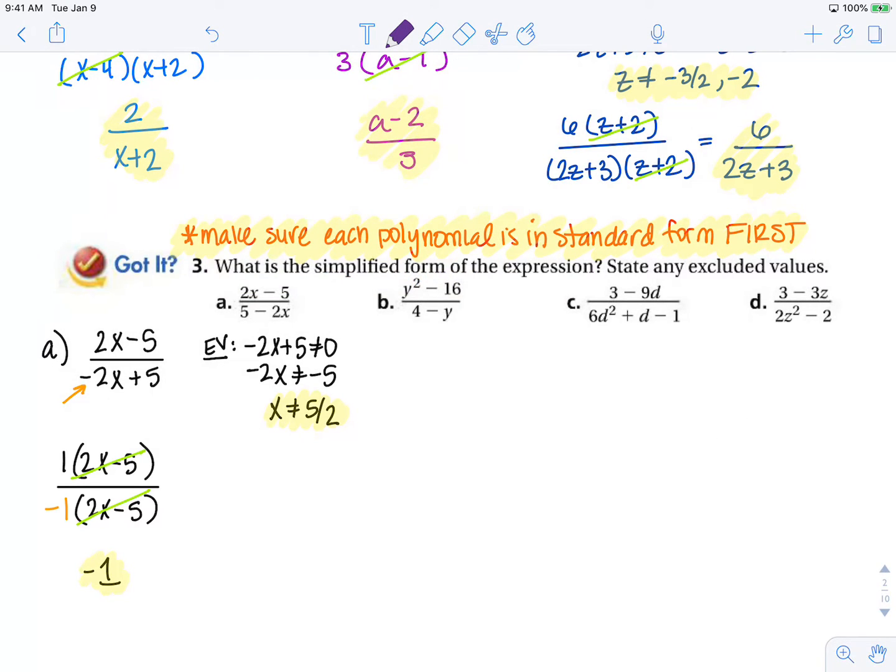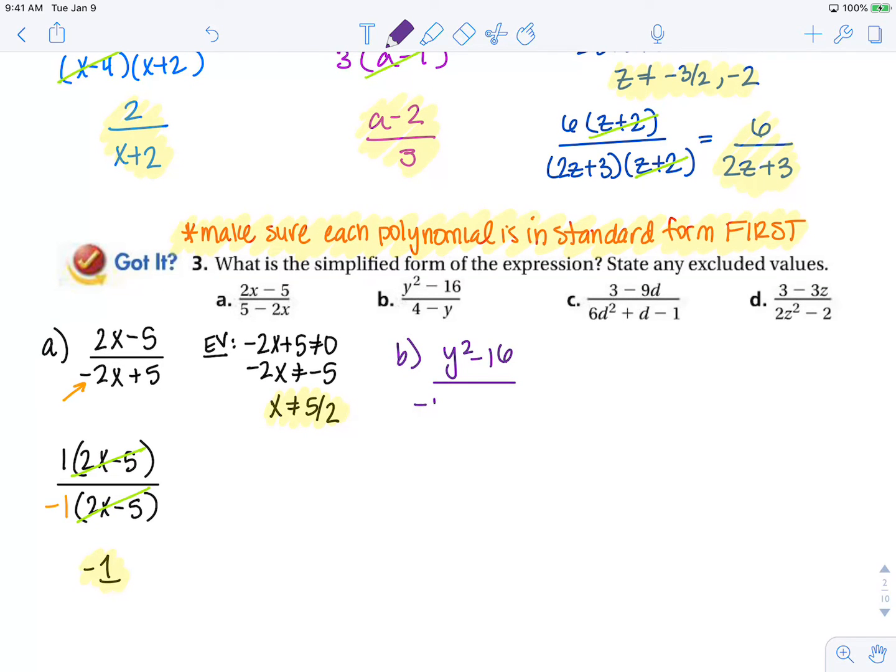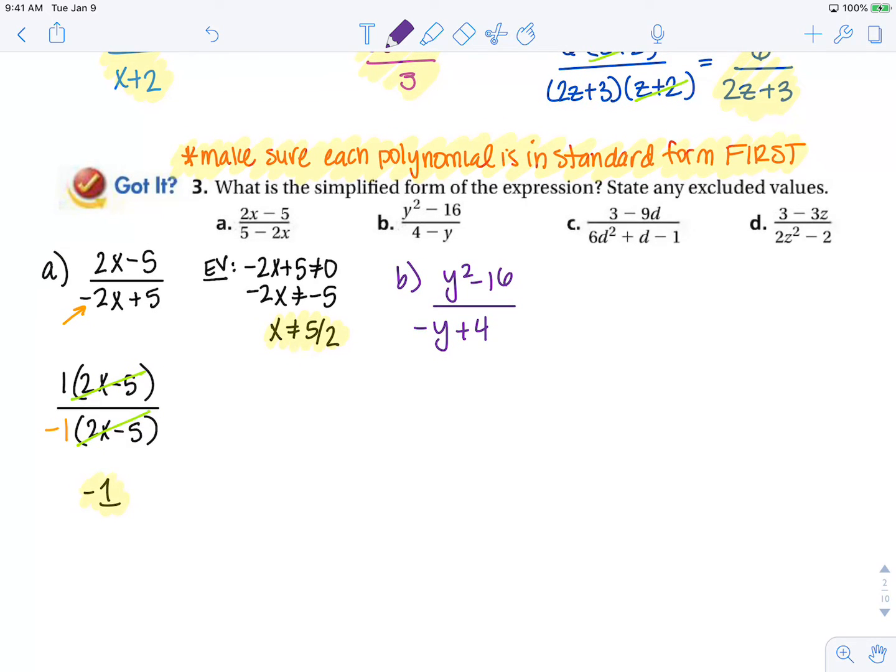Let's move on to part B. First, I'm going to rewrite this. My denominator is not in standard form. It should be negative y plus 4. So now if I look for my excluded values, negative y plus 4 cannot equal 0. Negative y cannot equal negative 4 if I subtract 4. Dividing by a negative, y cannot equal 4. That is my excluded value.